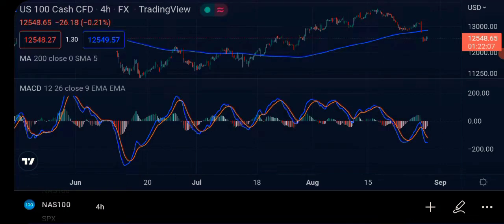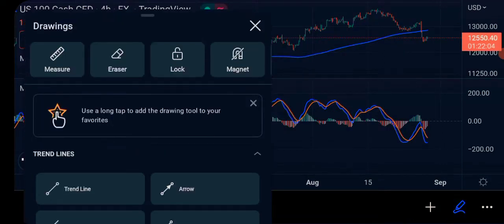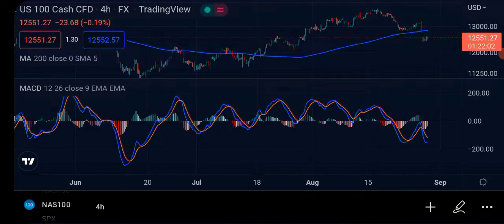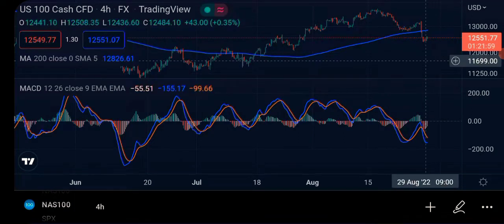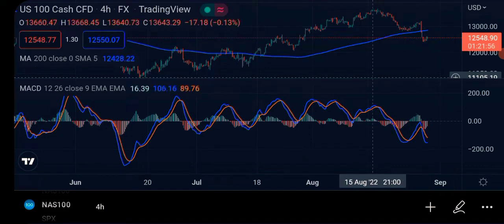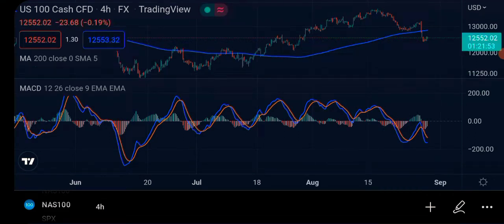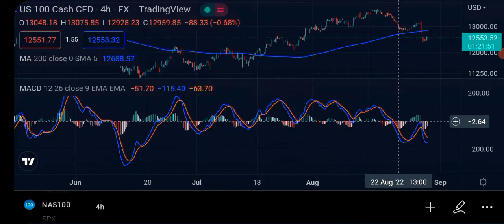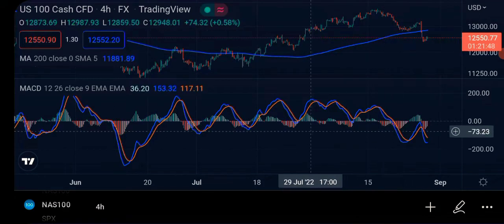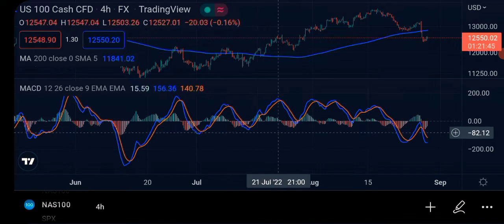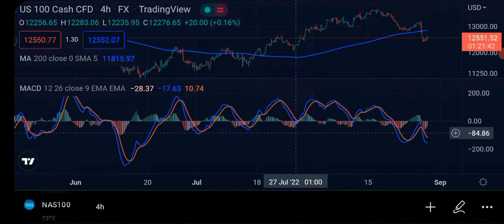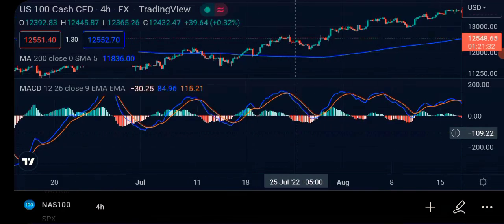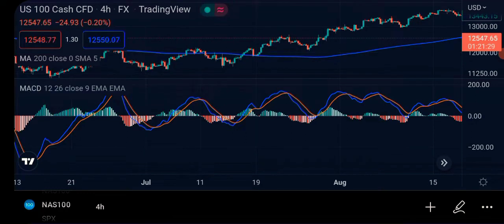Sorry, I'm actually trying to look for something. Okay, yeah. If you see the setup here, you would see there are two distinct wavy lines, and we also have the histogram. Let me try to enlarge it a bit further.